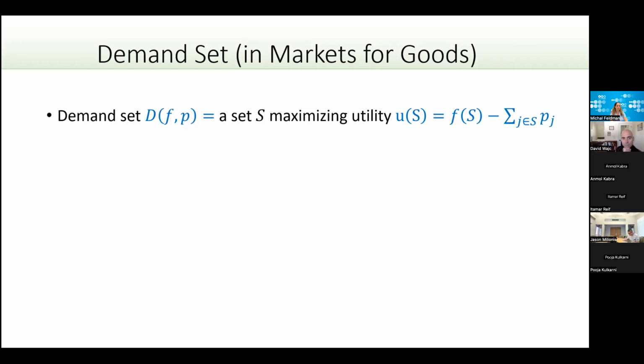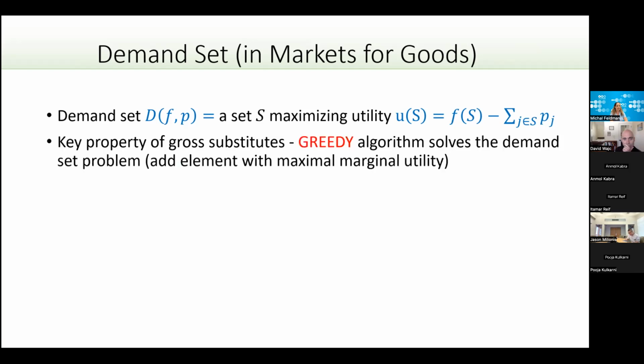So the demand set of an agent is a set S. Let's forget about ties now. A set S maximizing the utility of the agent that is defined to be F of S minus the sum of item prices. This is a demand set. A key property of gross substitutes function, and this is the really nice thing about gross substitutes function, is that a greedy algorithm solves the demand set problem.